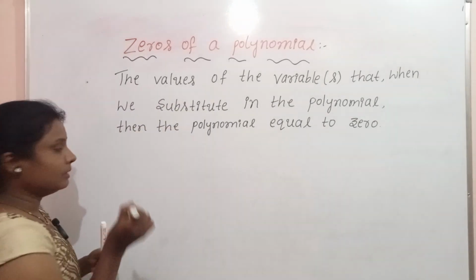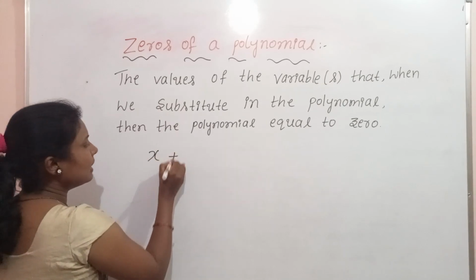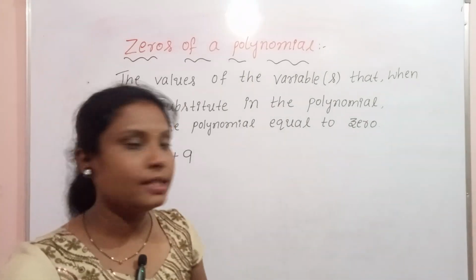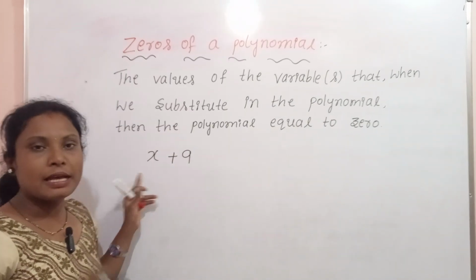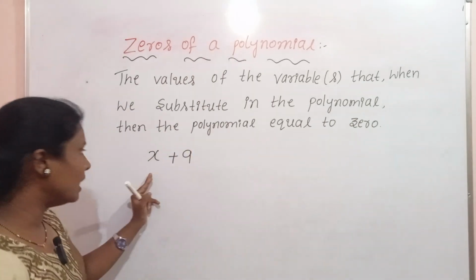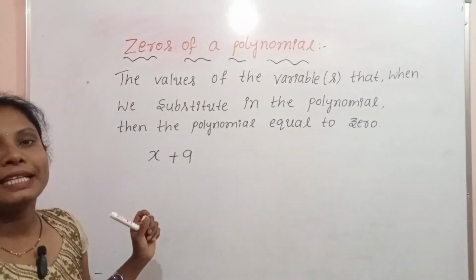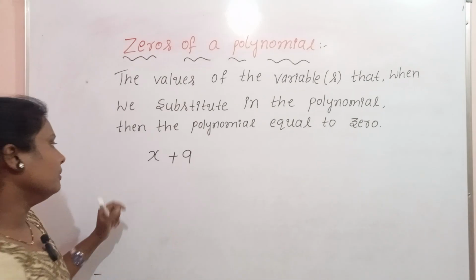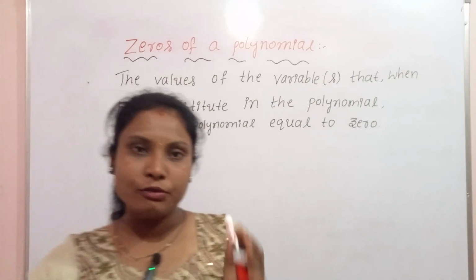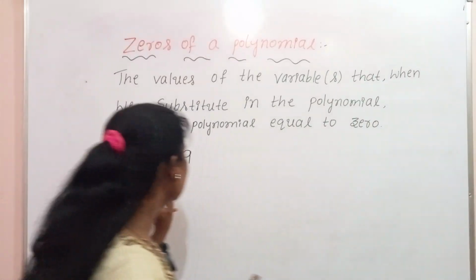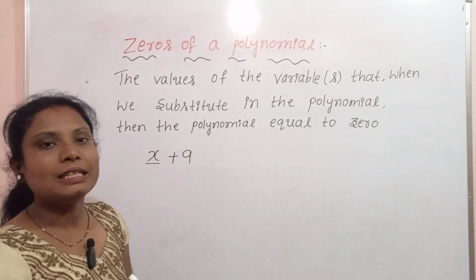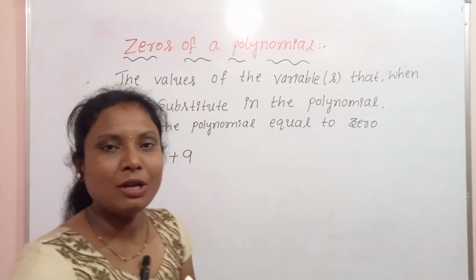Here, for example, x plus 9. This is a linear polynomial because the variable x has a highest power, or degree, of 1. So that polynomial we call a linear polynomial. So in the place of x, what value, if you substitute, will make this polynomial become 0? That is the meaning of zeros of a polynomial.